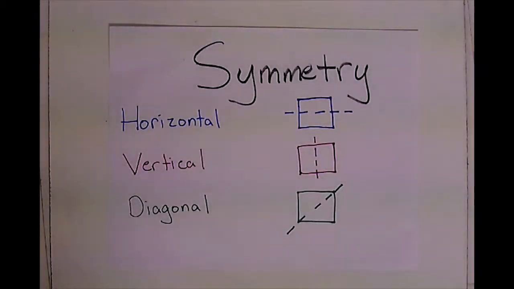Symmetry. What does symmetry mean? Symmetry just means an object that, if you fold it on itself, would match up exactly. So one half is exactly the same as the other half. There are three types of symmetry.